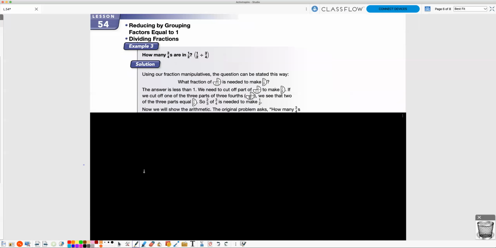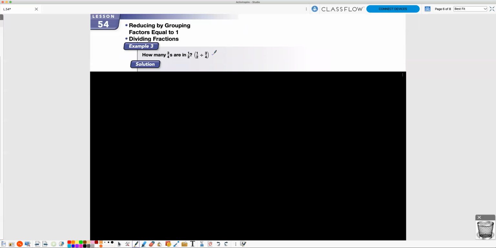So example 3, 1/2 divided by 3/4, you would recognize that as 1/2 times 4/3. Okay, so you're just multiplying is what you have to do. You have to change that to multiply by the reciprocal.